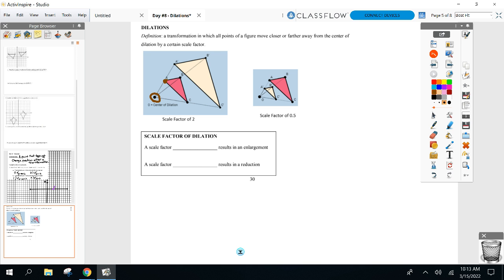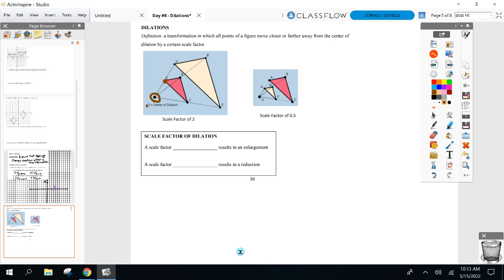It does not get bigger. It does not get smaller. It moves. Points either move further away when they're dilated or closer when they're dilated. Closer to what? Further away from what? The center. Okay, the center.